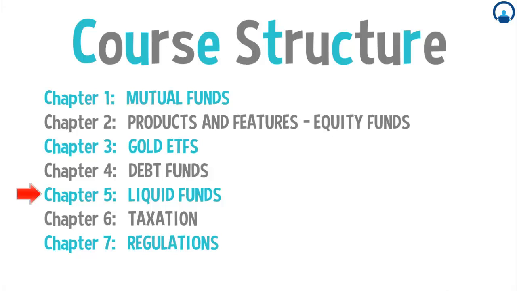Then the fifth chapter will basically focus on liquid funds. Then we have taxation of mutual funds, how the taxation works, what are the different clauses and how much percentage of taxation will be included. We are going to also see some sums related to this. And finally, we are going to see what are the regulations when it comes to mutual funds. So these are the 7 chapters that we have.